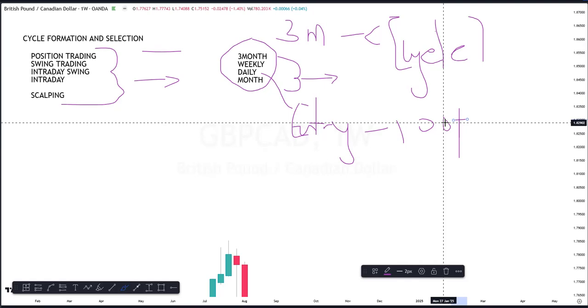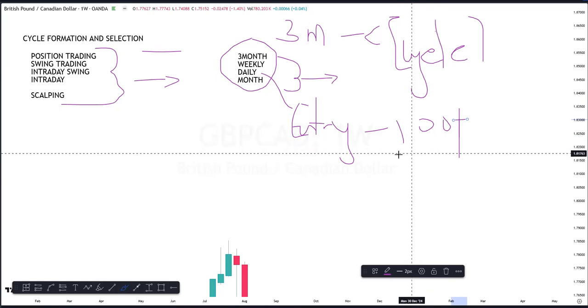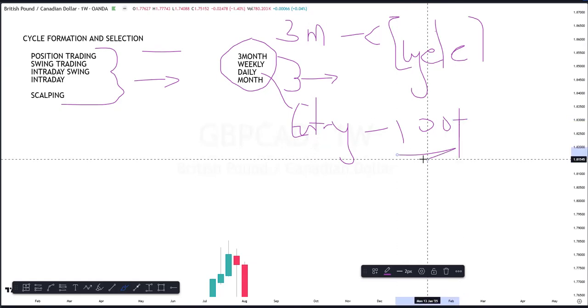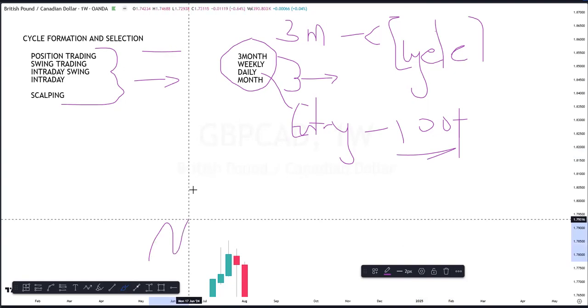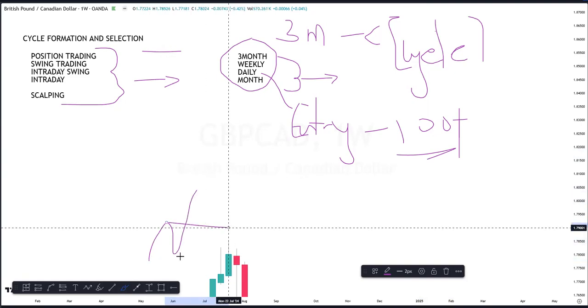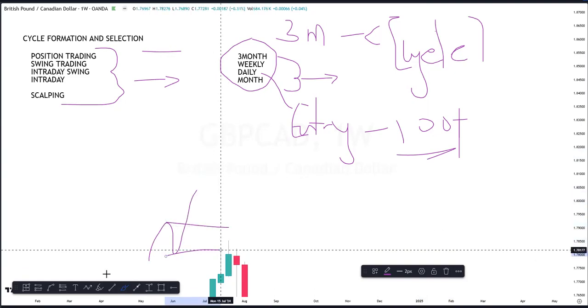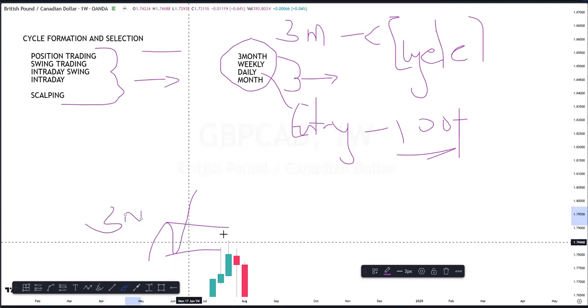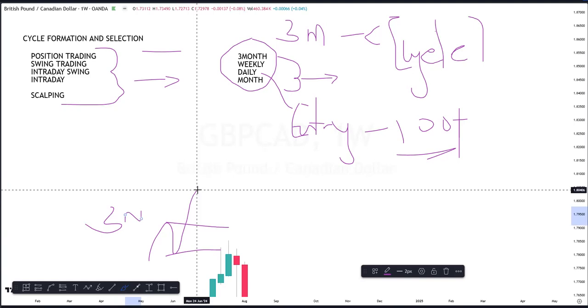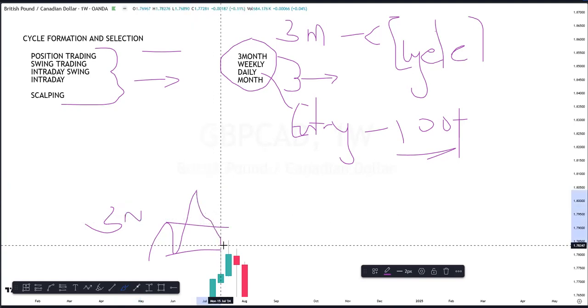When I'm doing position trading, this is a small stop loss of 100. Let's assume now you're having this on a 3-month time frame, meaning that whenever price comes, price will take a long time to come inside this area.